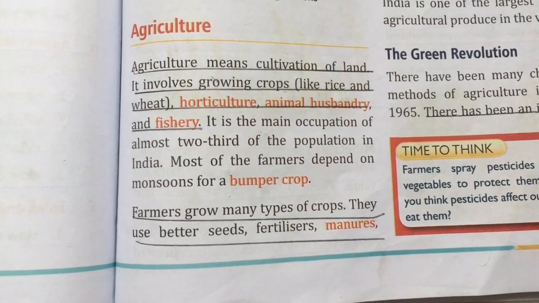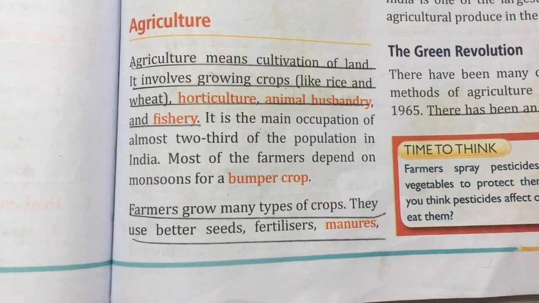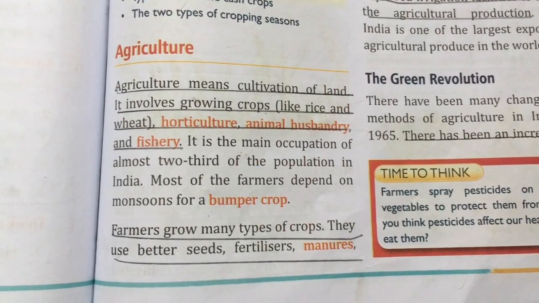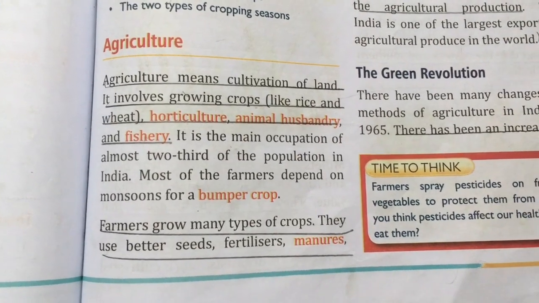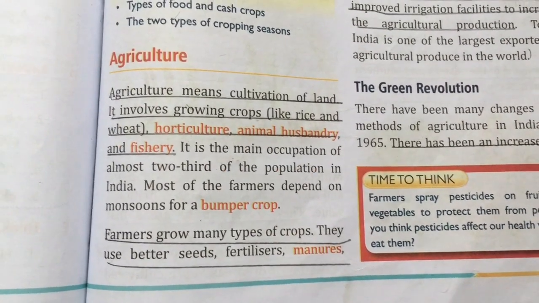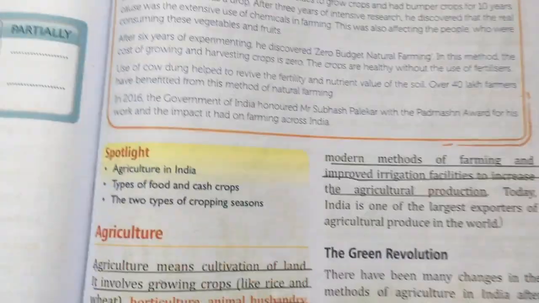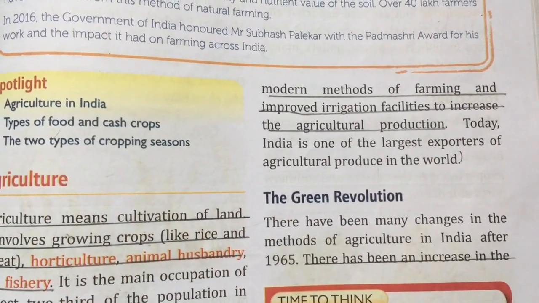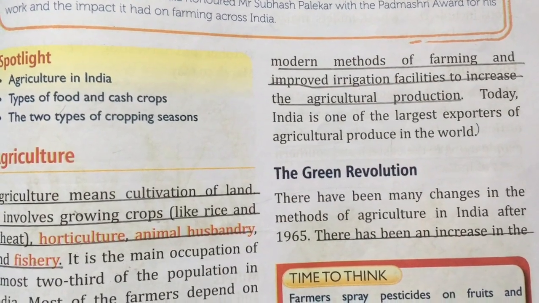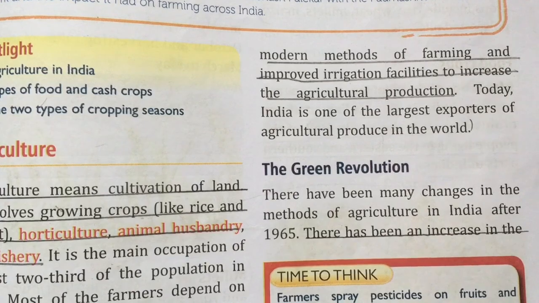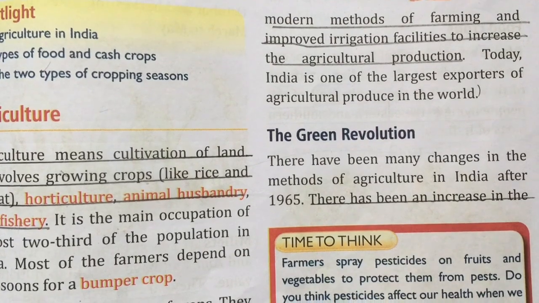Then farmers grow many types of crops. They use better seeds, fertilizers, and manures. Manures mean the animal waste which is used to increase the soil fertility. Those are called manures. Then there are modern methods of farming and improved irrigation facilities to increase the agricultural production. Today, India is one of the largest exporters of agricultural produce in the world.